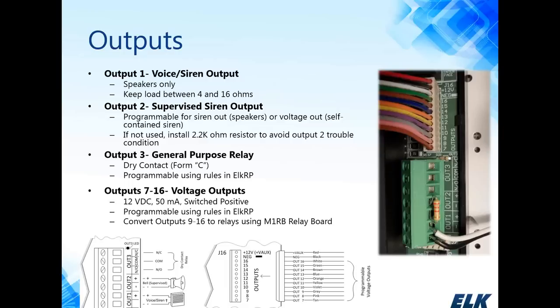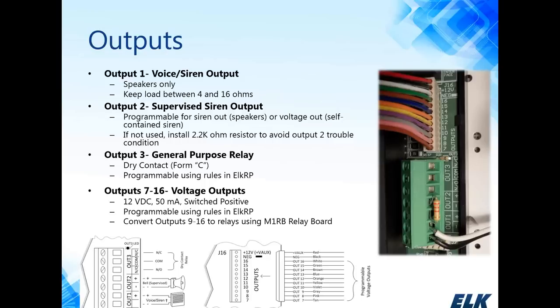The M1 has a lot of voice capability built into it. Each zone, all 208, can have up to a 6-word phrase assigned to them, and the M1 has a 500-word vocabulary. So there are a lot of different options which can be spoken when zones are open, when the system's arming, when it's disarming, and when it goes into alarm.